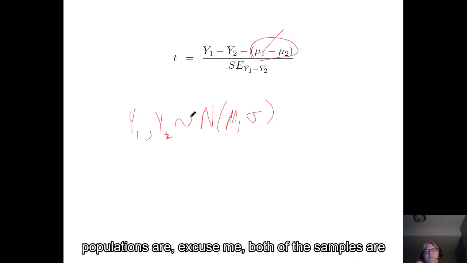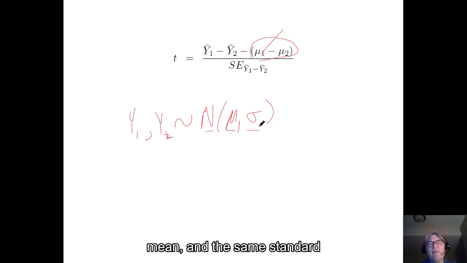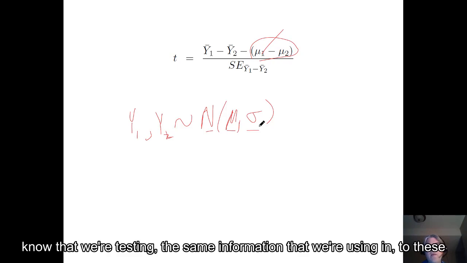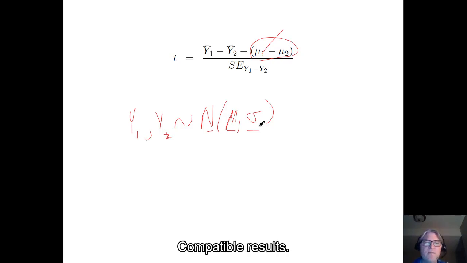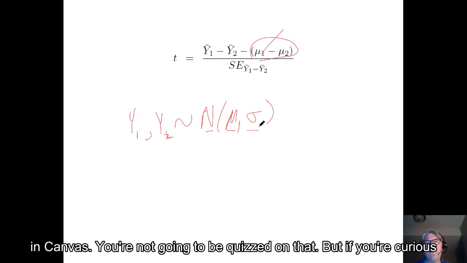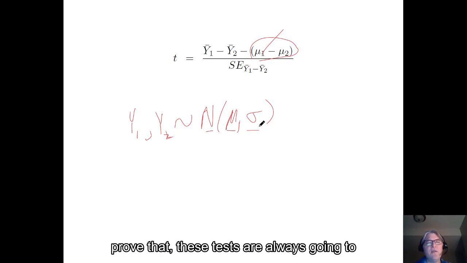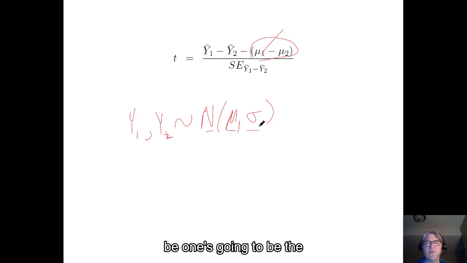That both of the samples are drawn from some normal distribution with the same mean and the same standard deviation. Because it's the same null that we're testing, it's the same information that we're using in each of these tests, we get compatible results. So I'll post a little discussion of mathematically why this is the case at some point on Blackboard. You're not going to be quizzed on that, but if you're curious about a derivation, then you can actually prove that these test statistics are always going to be, one's going to be the square of the other.